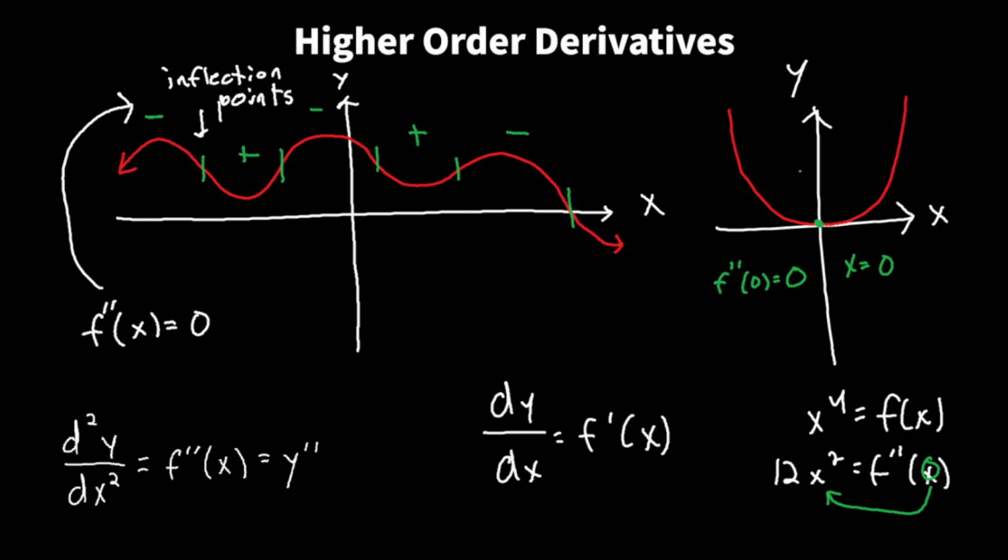So although your function's second derivative is equal to 0 at a certain point, to the left and to the right of x equals 0, your function is concave up. See, these both are cupping upward. So this is concave up.